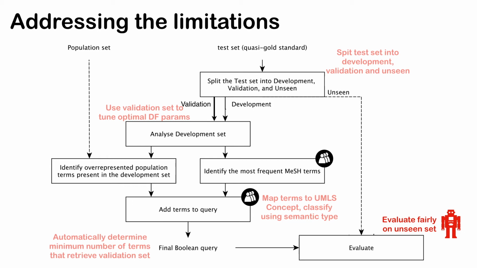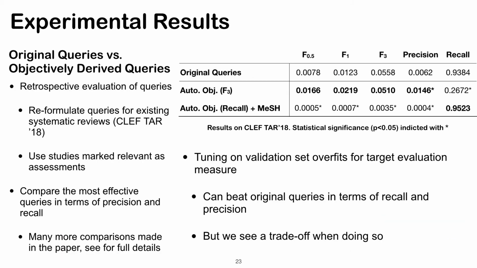For our experiments, we instantiate this computational objective formulation pipeline in a number of ways. The first is that we make the addition of mesh terms optional to study the effect mesh terms have on query effectiveness. And the second is that we optimize queries using the validation set using a number of evaluation measures, for example, F measures and recall.